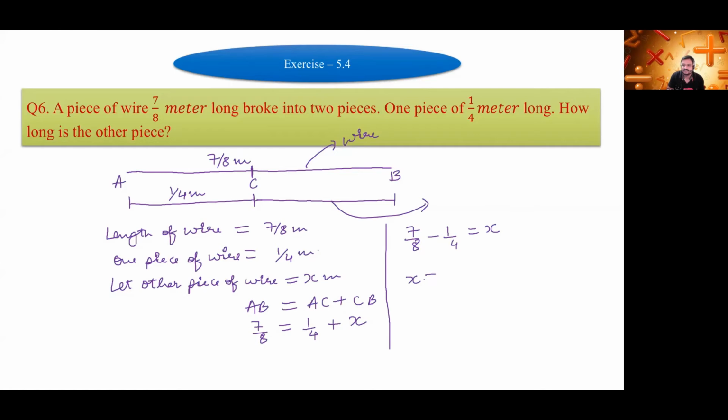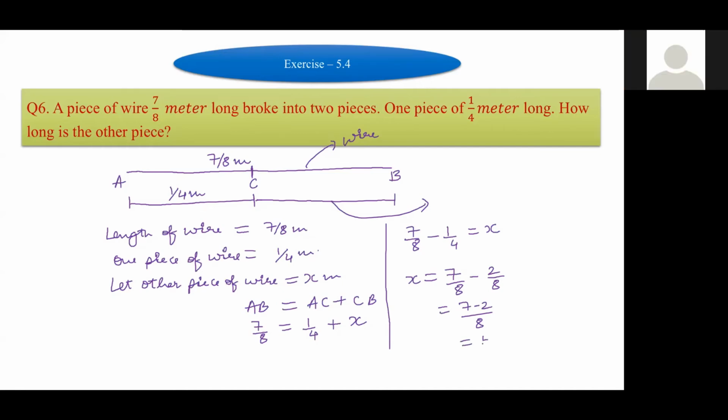So what will be the value of X? We have to make the denominators the same, 1 by 4 and 8. So we will multiply it by 2, because 8 is their LCM, and 4 into 2 is equal to 8. So what is the value of X? 5 by 8 meter is the other piece of the wire.